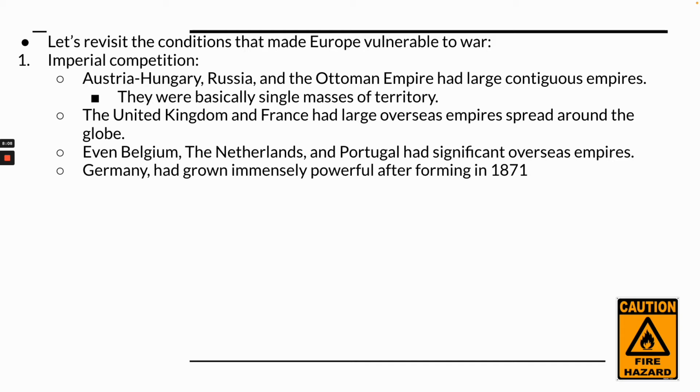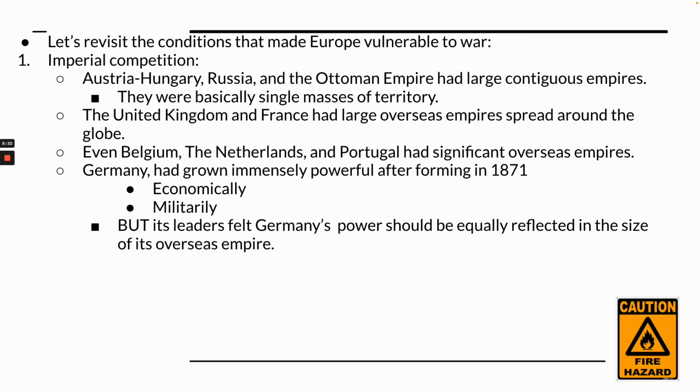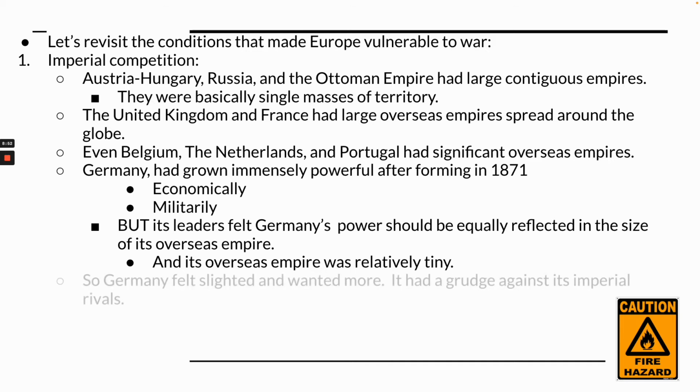Germany, which had become very powerful in a short time. Remember, it's not a country until 1871. But in those three decades to 1900, it becomes very powerful economically and militarily. But it was feeling kind of an identity crisis. Here it was, this tremendously powerful state in the continent of Europe, but you wouldn't have known it by looking at the size of its empire, right? Because its overseas empire was tiny by comparison. And this meant that Germany felt slighted, felt like it was getting a raw end of the deal, and this kind of left it with a chip on its shoulder or a grudge against its other imperial rivals in Europe.